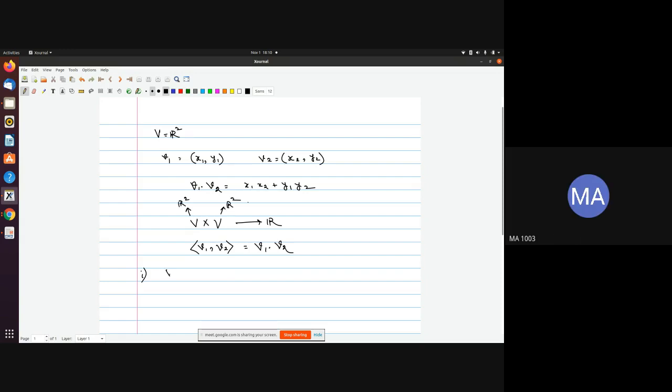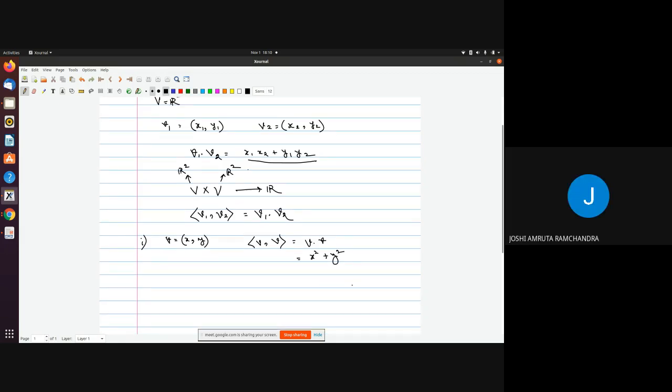So is it clear to everyone? If I take v as my x comma y, any vector, then v dot v, using the formula for how the dot product is defined, will give x square plus y square. Now, can it be negative? No, it can never be negative. It is the sum of two squares of real numbers, so it is always greater than or equal to 0.